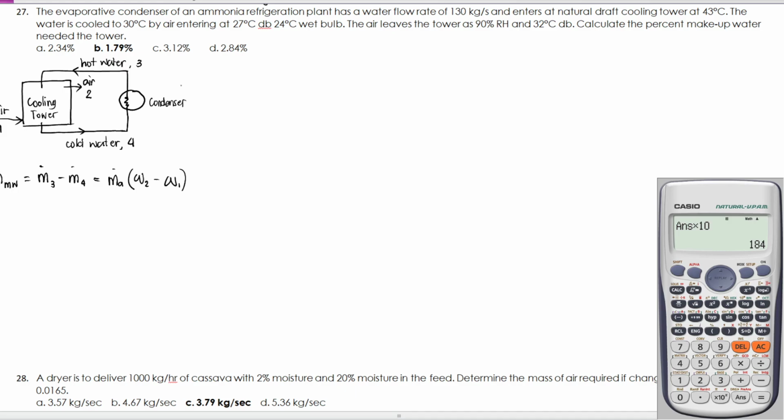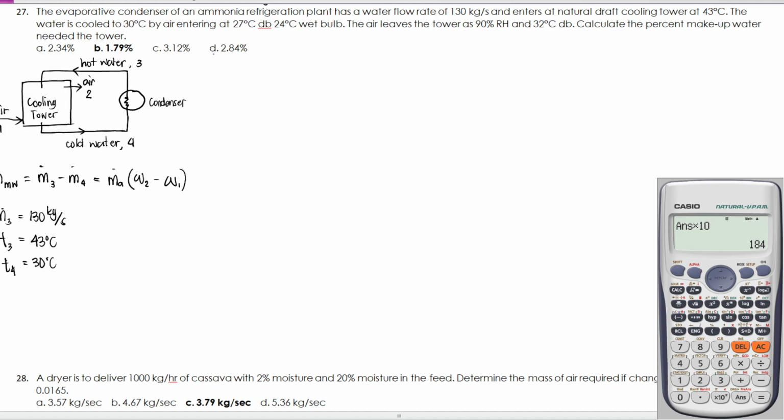So, analyze lang natin yung mga given properties sa ating problem. So, etong 130 kg per second, ito yung pumasok kay tower. So, that is the hot water at point 3. We have 130 kg per second. At yung kanyang temperature of hot water entering the tower is at 43 degrees Celsius. Then the water is cooled. So paglabas naman daw niya, which is at 0.4, so yung cold water na. Yung cold water at 0.4 is may temperature na 30 degrees Celsius.